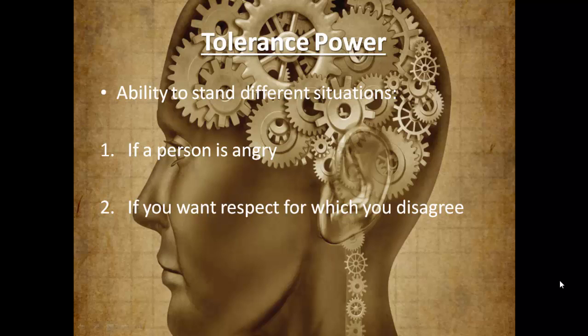Now, the second challenge is tolerance power. It's the ability to stand up in different situations. Suppose a person is angry, then how will the robot tolerate him, or how much can it tolerate him? Another situation can be when we sometimes disagree with something and still we have to respect it or tolerate it. So our point is how long the machine will take to achieve this.